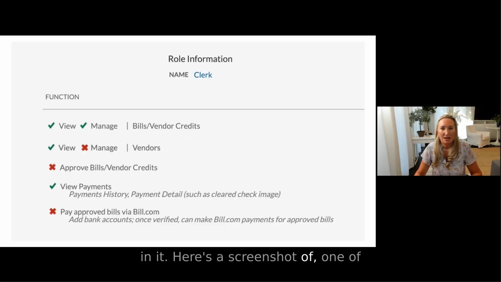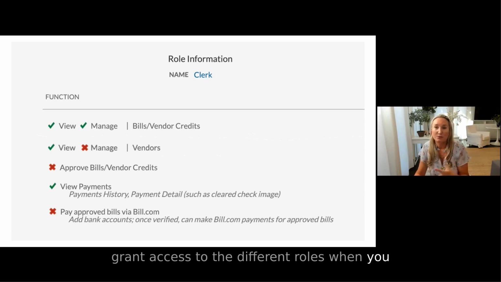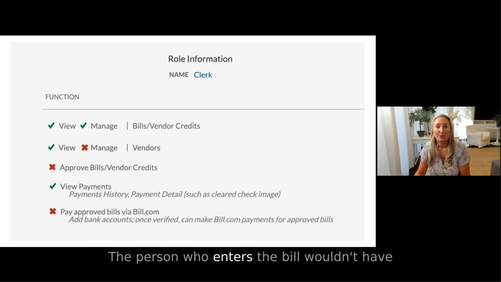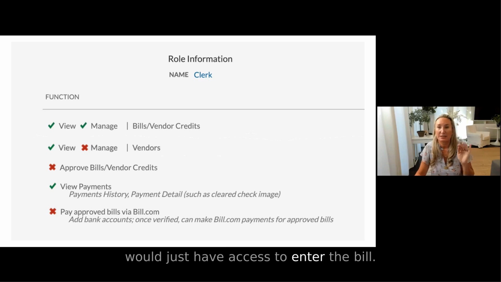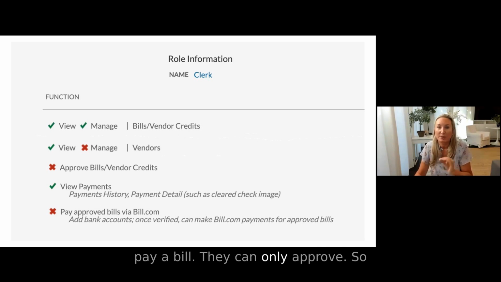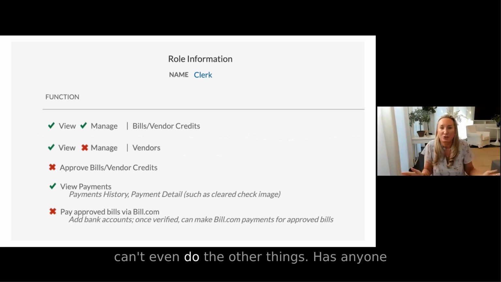Here's a screenshot of one of the screens in Bill. This is where you grant access to the different roles when you invite someone to use Bill. This separation of duty allows you to grant different levels of access to different people so that everyone doesn't have full access to the entire financial infrastructure. The person who enters the bill wouldn't have authority to approve bills or pay bills. They would just have access to enter the bill. And then the person who can approve bills doesn't have access to enter a bill or pay a bill. They can only approve. So right there, not only have you split up who does what, but the person logging in can't even do the other things.